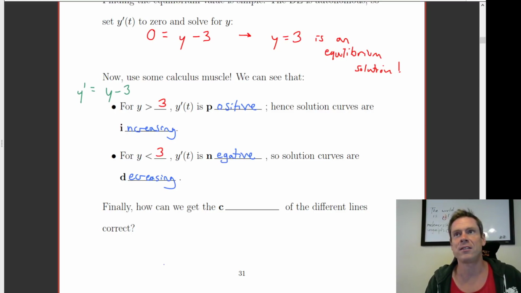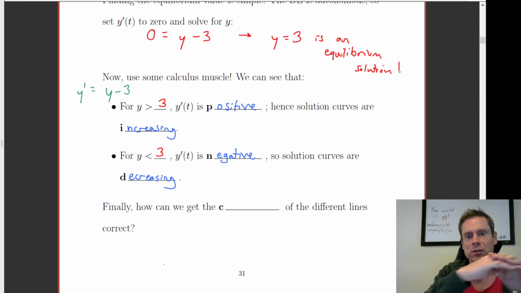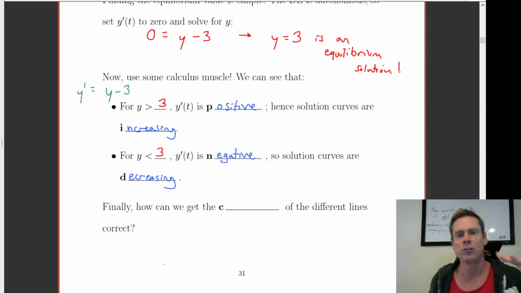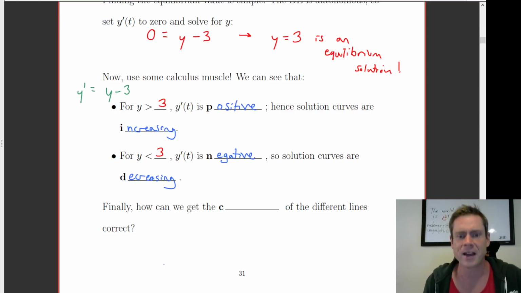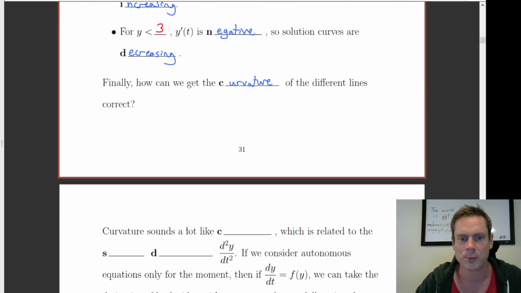We have that y equals 3 is an equilibrium solution, okay? Once it starts there, it's going to stay there for all time. For y greater than 3, my solution curves are going to be going up. And for y less than 3, solutions are going to be going down. The question is, how do these solution curves curve? What is the curvature of these different lines? Lines, really, trajectories is how you want to think about that. So that's the word I used before.